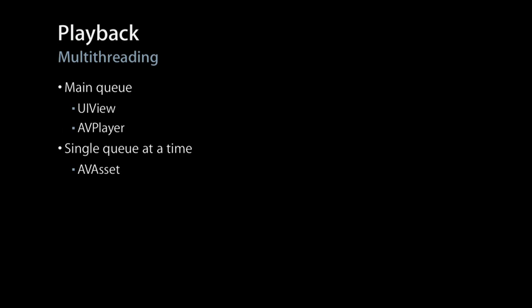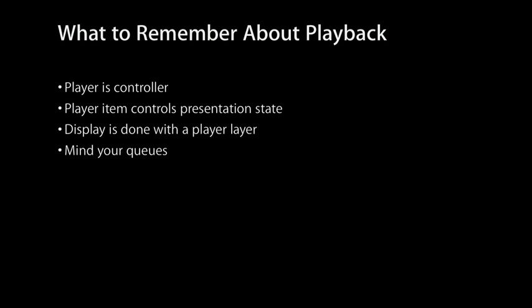We've seen a lot of multi-threading so far: completion handlers, notifications, key value observers, and time observers. You want to remember that your UI classes and your AV player need to be operated on only from the main queue. And because virtually all of the properties of an AV asset are non-atomic, you need to make sure you aren't manipulating the same asset on more than one queue. We've covered a bunch of stuff here. Remember, the player is about control, the player item's about presentation state, you can't see it without a player layer, and you need to stay on the right queue.